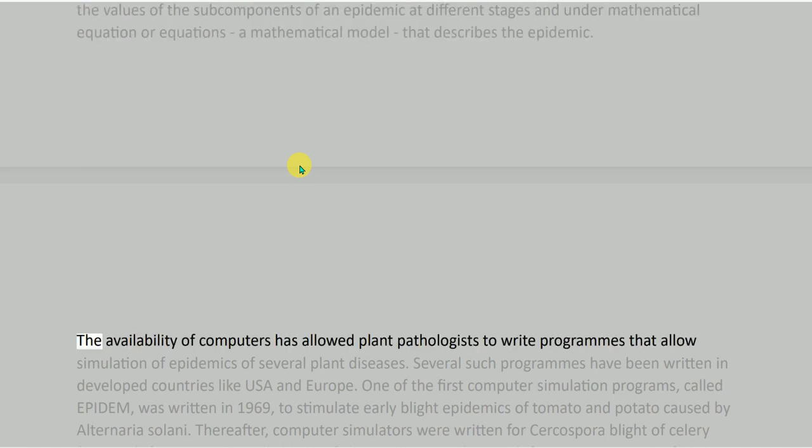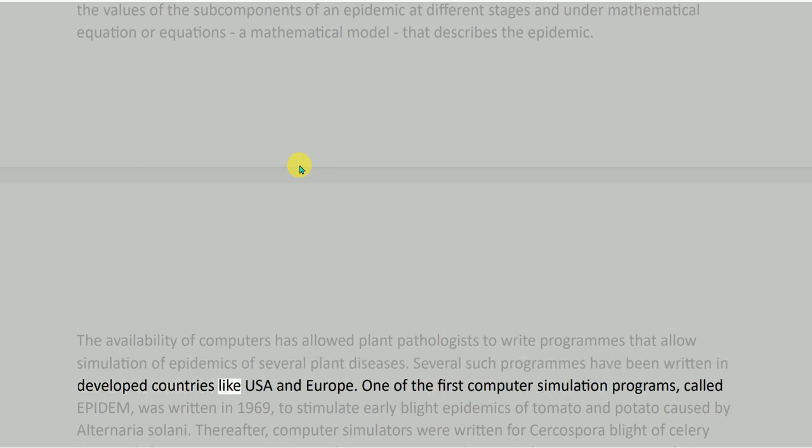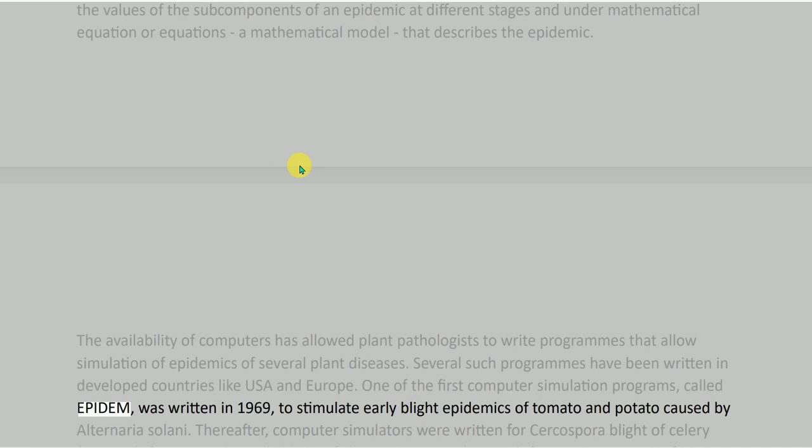The availability of computers has allowed plant pathologists to write programs that allow simulation of epidemics of several plant diseases. Several such programs have been written in developed countries like the USA and Europe. One of the first computer simulation programs, called Epidem, was written in 1969, to simulate early blight epidemics of tomato and potato caused by Alternaria.